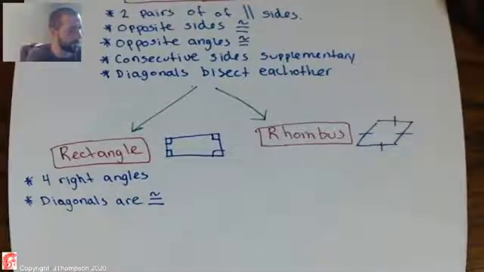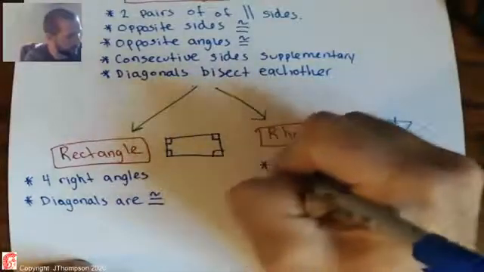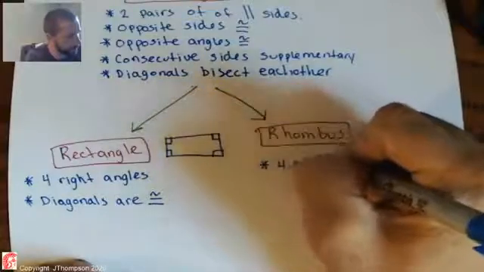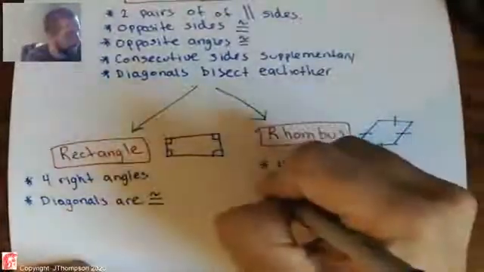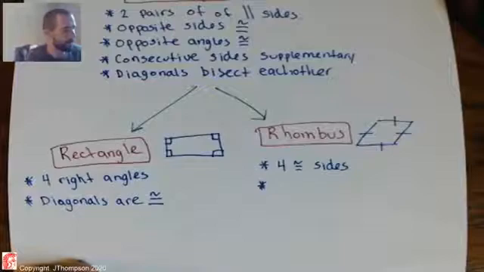All right, now what's special about a rhombus? Well, it has 4 congruent sides. That's the definition. And then in addition to that, if we were to draw the diagonals in a rhombus, those diagonals would be perpendicular.